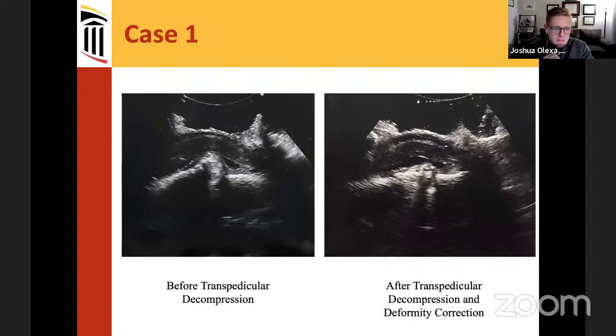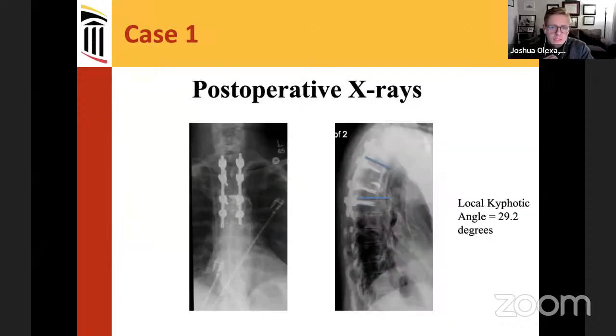You can see after the laminectomy has been performed, you can appreciate the amount of ventral compression on the spinal cord at T4 from that pathologic fracture. And then after the transpedicular decompression and the deformity correction, you can appreciate the spinal cord now looks more relaxed and more harmonious and is not kinked from the correction as well. Post-operative x-rays demonstrate what you see from the ultrasound, now with a much more harmonious appearing thoracic spine, with a local kyphotic angle that has changed to 29 degrees.